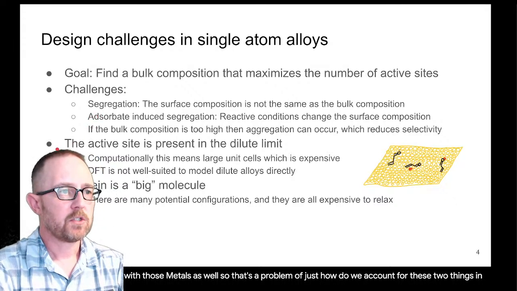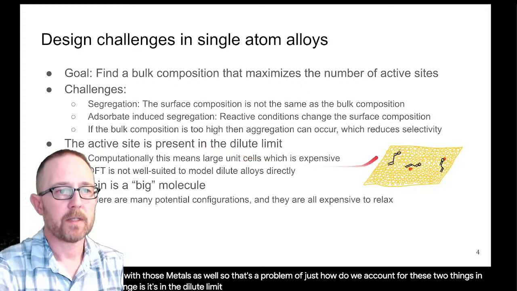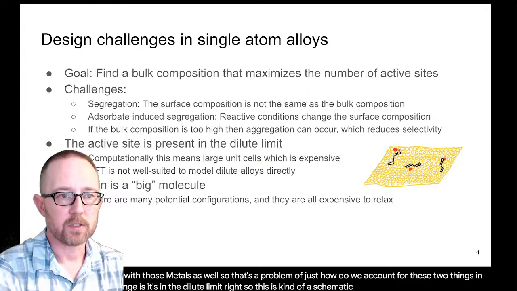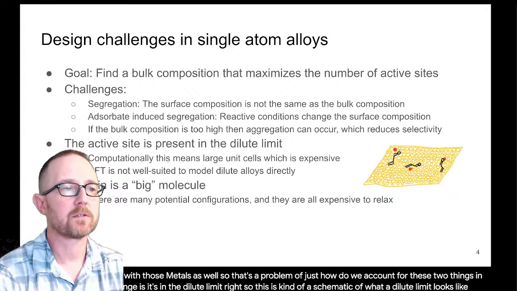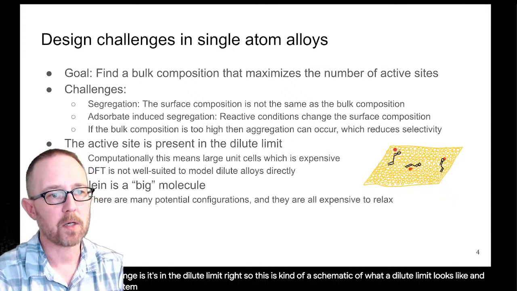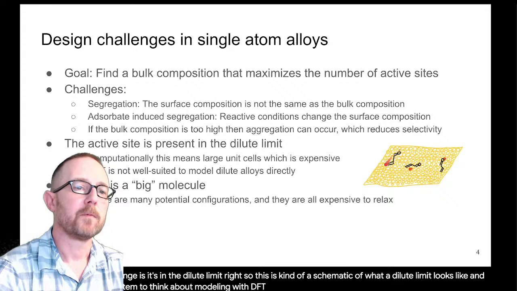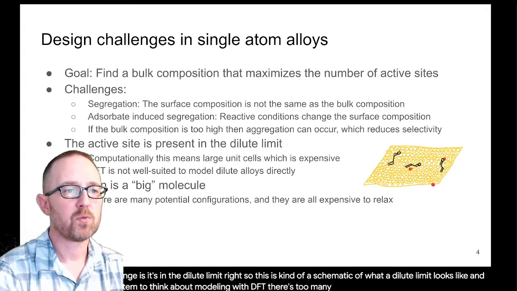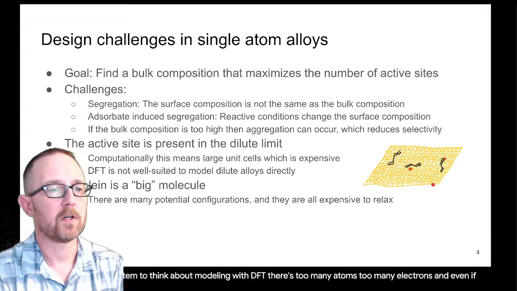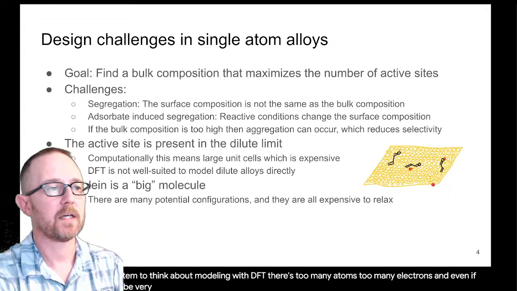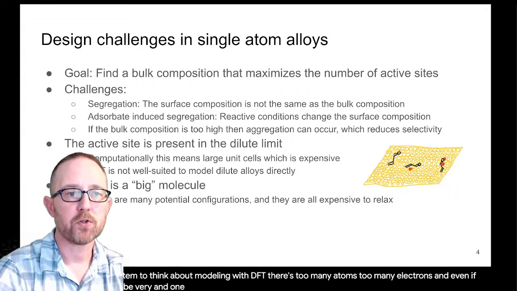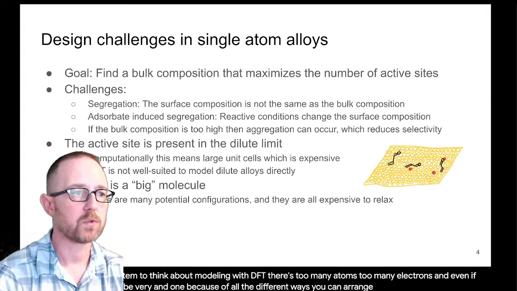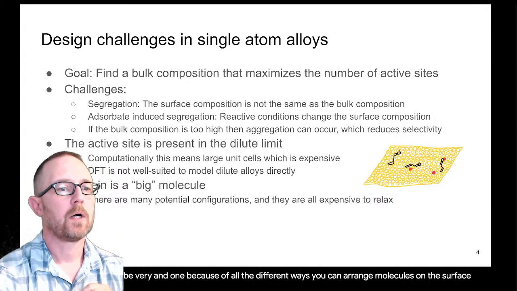So the second challenge is it's in the dilute limit, right? So this is kind of a schematic of what a dilute limit looks like, and this is way too big of a system to think about modeling with DFT. There's too many atoms, too many electrons, and even if you could do one, it would be very expensive, and we need to do way more than one because of all the different ways you can arrange molecules on the surface. And so that's a problem. We can't use DFT directly.